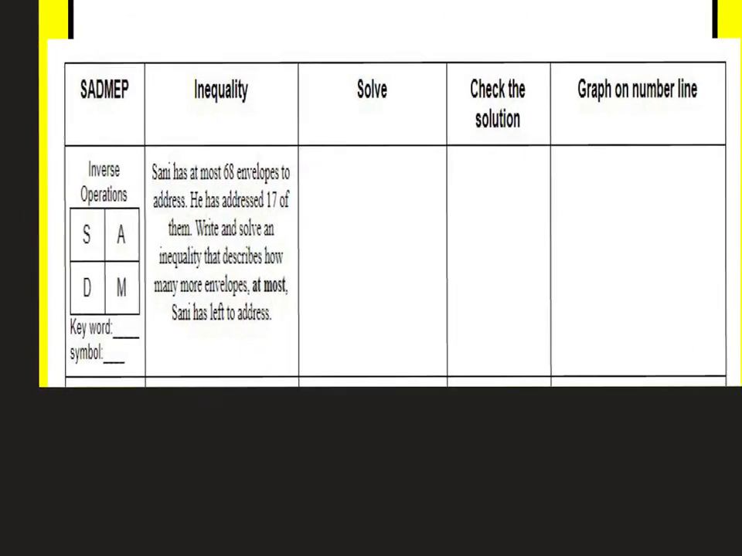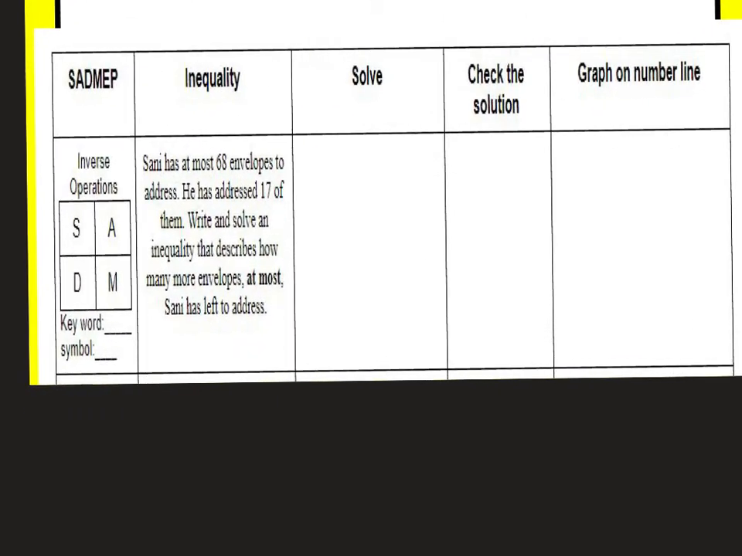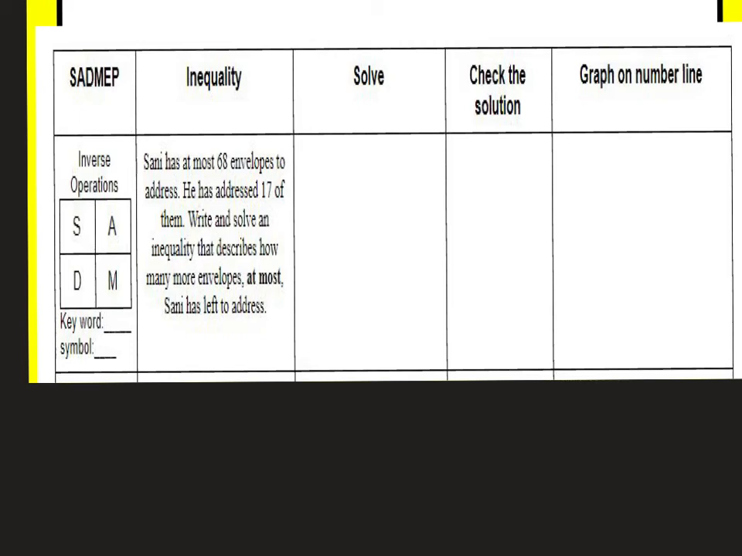Okay? So we know that Sani has at most 68 envelopes to address, and he has addressed 17 of them. So we need to write and solve an inequality that describes how many more envelopes, at most, that he has left. So there's that key word. Remember, we talk about use your symbol vocabulary. So when I go to my symbol vocabulary, at most means less than or equal to.